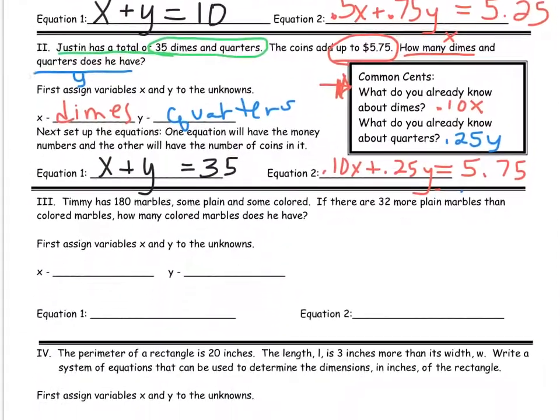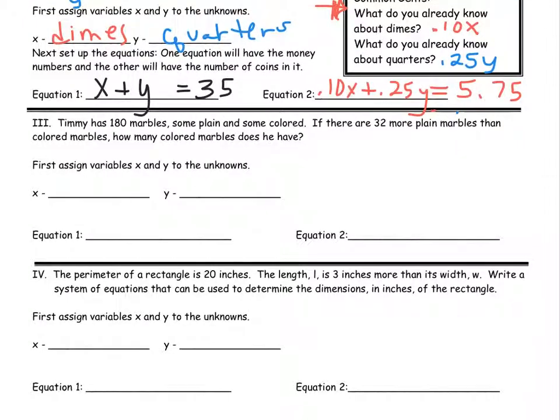Now let's look at problem number 3. Okay, so problem number 3 is talking about Timmy and his marbles. First thing we got to do is figure out what the two variables are. What are the two kinds of unknowns? Well, here it says we got plain marbles, so we'll make that our x. And we also have colored marbles. We'll make that our y. So let's go ahead and fill that out. Our x is plain, and our y is colored.